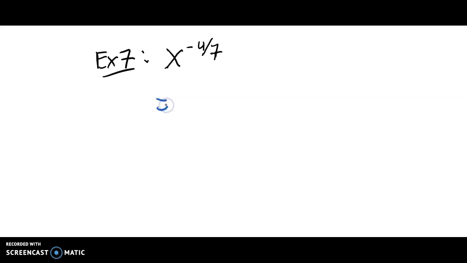I've got x to the negative 4/7. I'm going to want to take care of that negative first. X to the 4/7. Now we can convert. I've got the 7th root of x to the 4th.